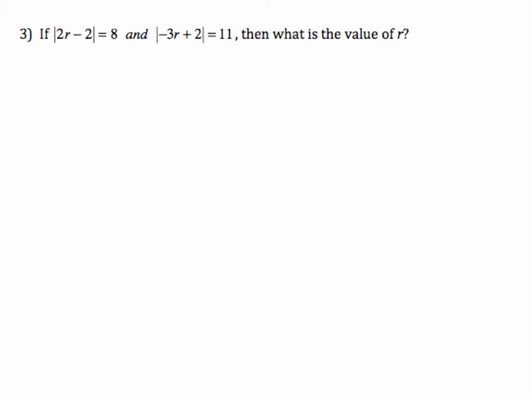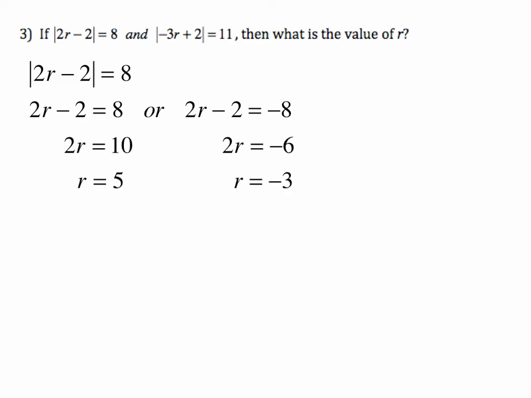The third one: if the absolute value of 2r minus 2 equals 8 and the absolute value of negative 3r plus 2 equals 11, then what is the value of r? For the first equation, remember when you have absolute values, you have to set up 2 equations. Notice inside the absolute value signs, that expression does not change. Just your answer changes. First it's positive and then it's negative.